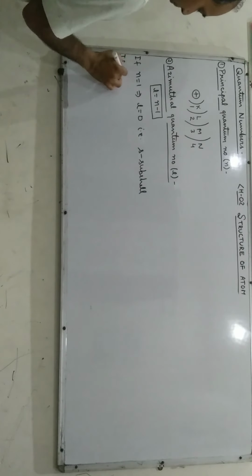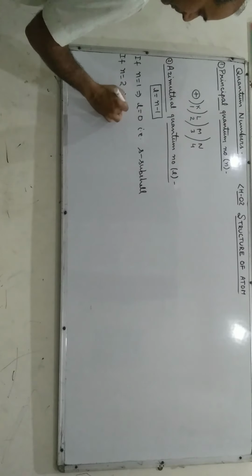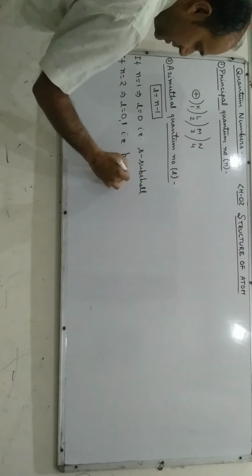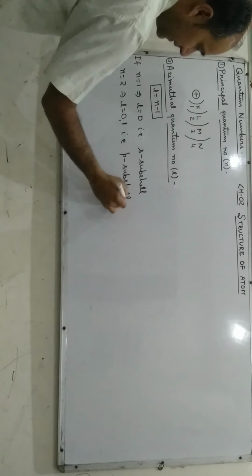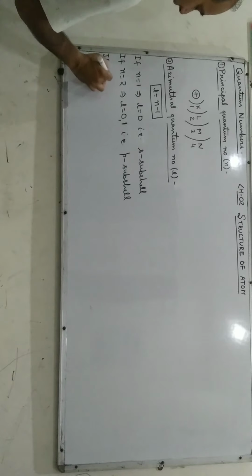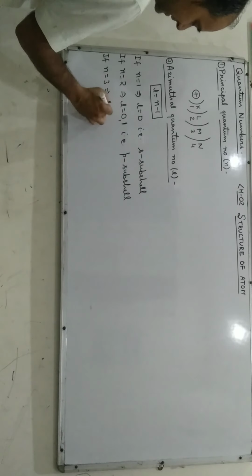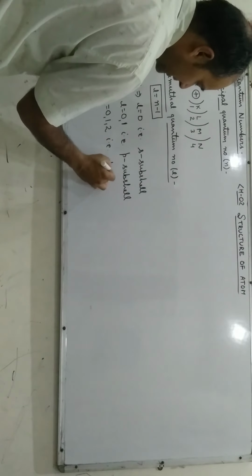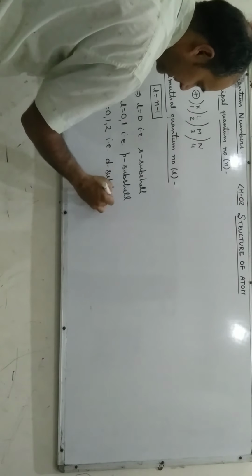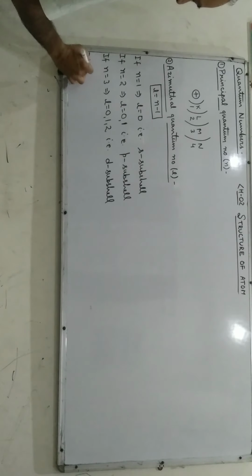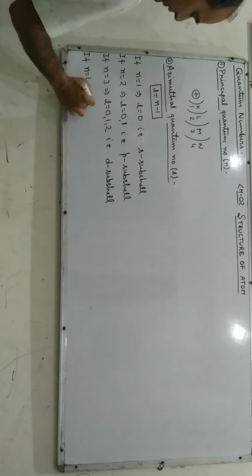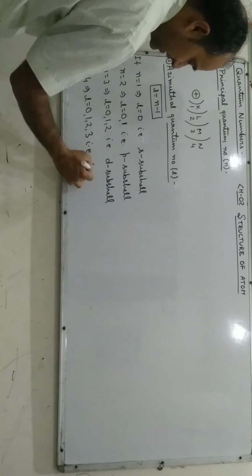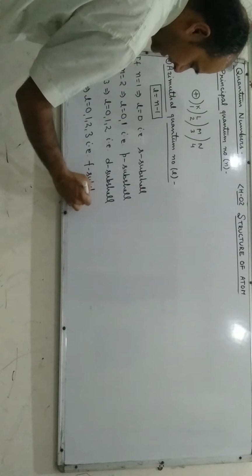If we put n equal to 2, it implies l is equal to 1. That is, the p subshell is there. If we put n equal to 3, it implies the value of l comes out to be 2. That is, the d subshell is there. Suppose we put n equal to 4, it implies l is equal to 3. It means the f subshell is there.